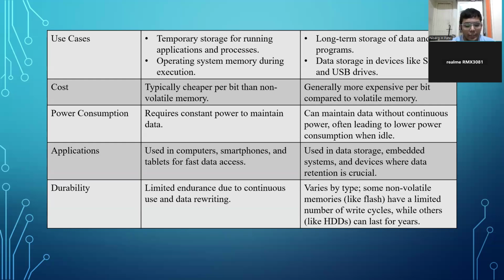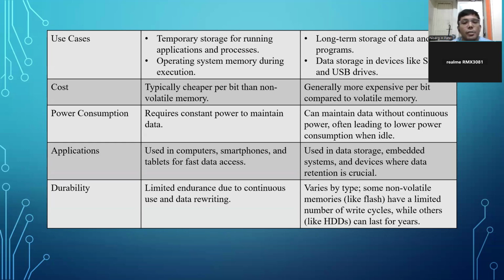Talking about cost, volatile memory is typically cheaper per byte than non-volatile memory. Generally, non-volatile memory is more expensive per bit compared to volatile memory. Power consumption: as volatile memory requires a constant power supply, its power consumption is high. In comparison to volatile memory, non-volatile memory has lower power consumption.